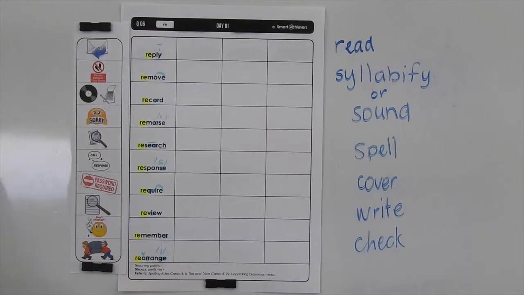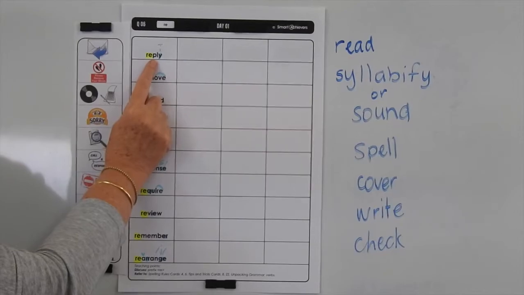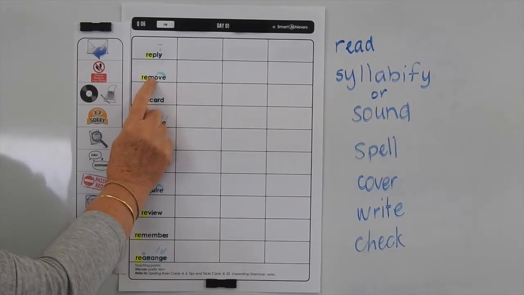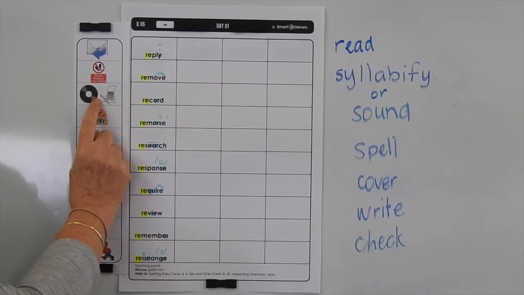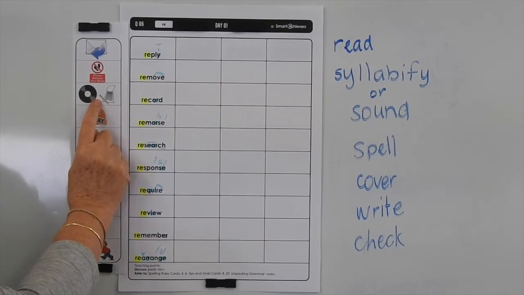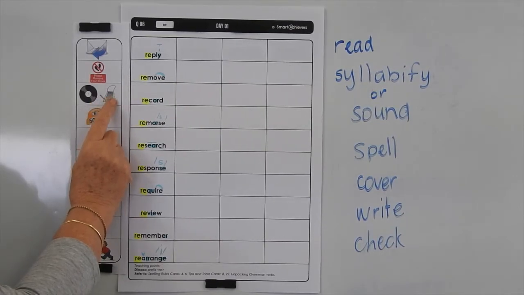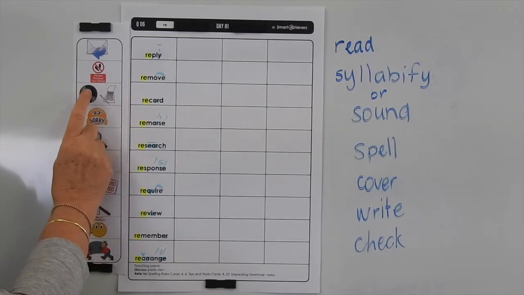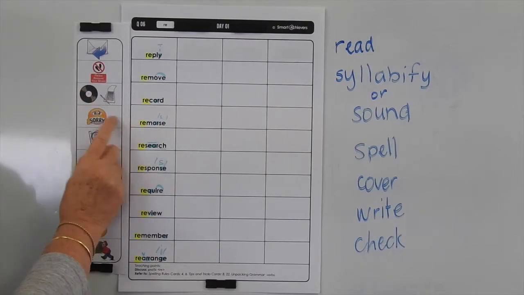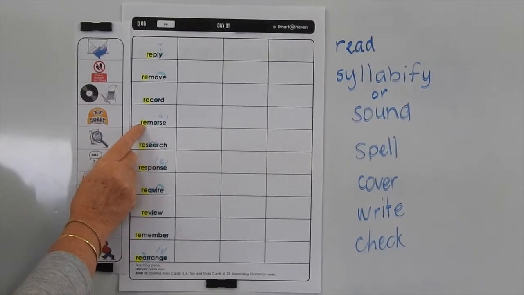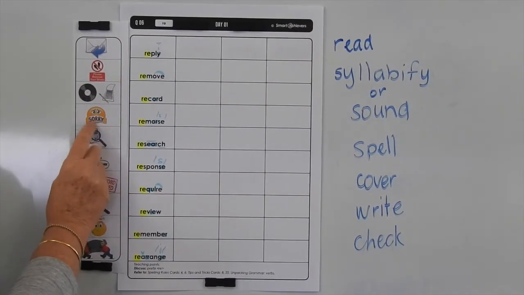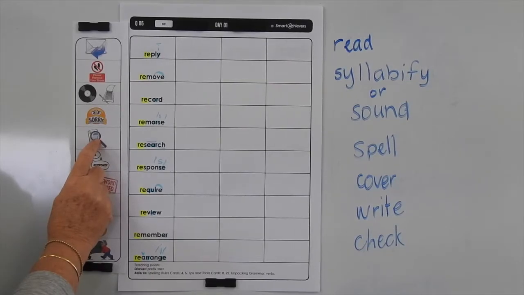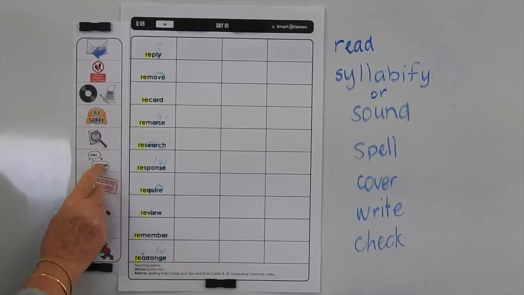Okay, let's go through and look at what these words mean now. So, reply means to answer to someone or something. Remove means to take away. Record is evidence of something that's happened in the past. It's usually written. We usually record things down on paper, but it could be through sound as well, or pictures. Remorse is when you experience deep regret over something, or you're sorry for something. Research is when you investigate or find out information about something.